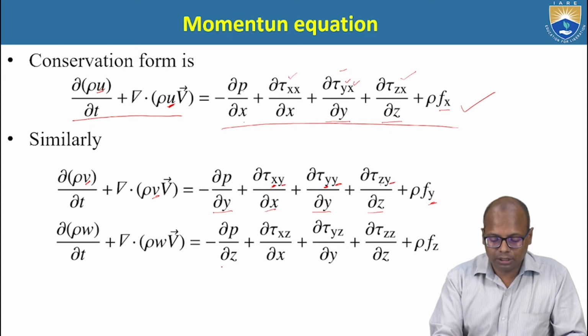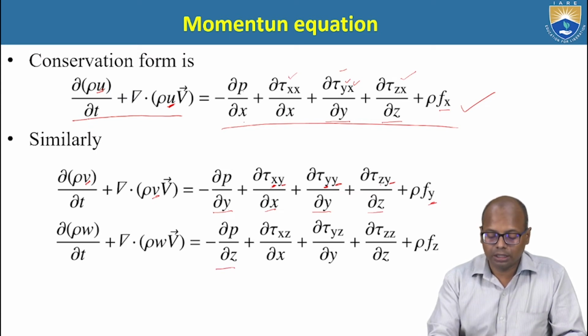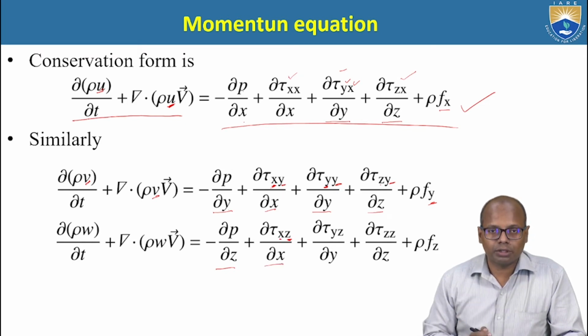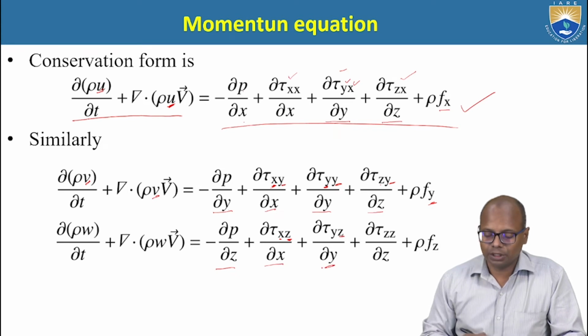Now this one, the partial differentiation of pressure with respect to z, is the stress acting in z direction and varying in z direction. This one is acting in z direction and varying in x direction, so it is differentiated with x. This is acting in z direction and varying in y direction, so I differentiated with y. This is acting in z direction and varying in z direction, so I differentiated with z.